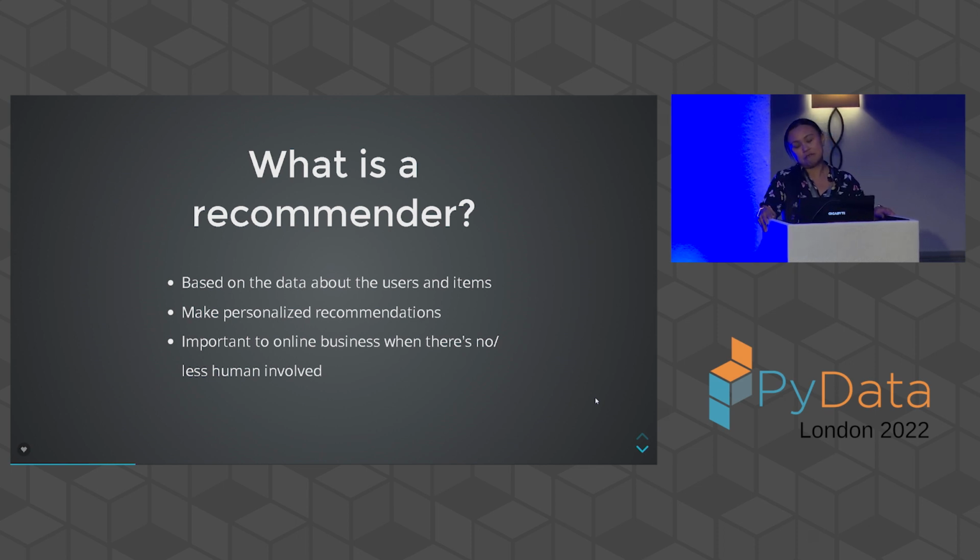Also, in the old days when there was a salesperson, if you talked to an experienced salesperson, after talking to you for a while they would have an idea of what you like, and then they would recommend stuff personalized to what you would like. But if we're doing an online business, how do we know? So we use the power of the data, right? So we build recommenders.